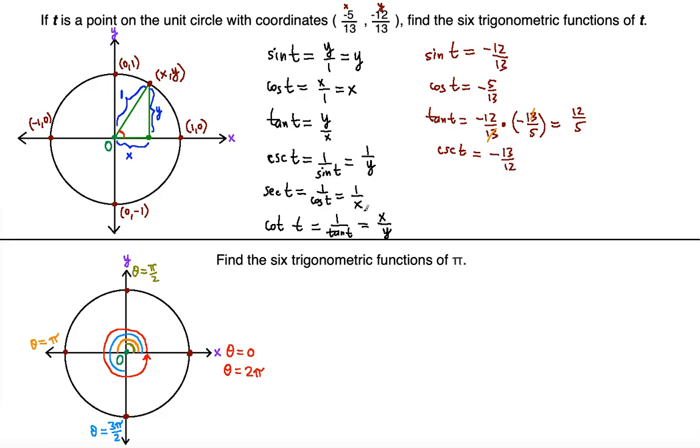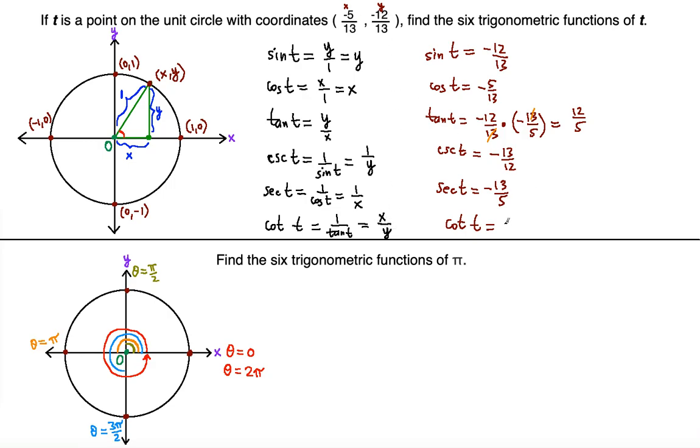We flipped it. Now, 1 over x is going to be flipping as well. Flipping this gives minus 13 over 5. Let me write this a little better: minus 13 over 5. Okay. And finally, the cotangent of t is going to be x divided by y.